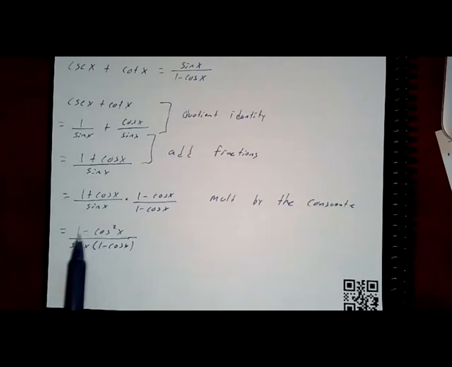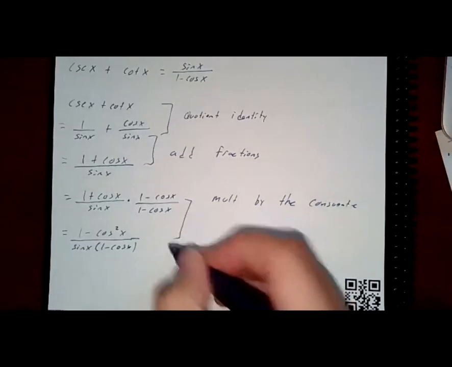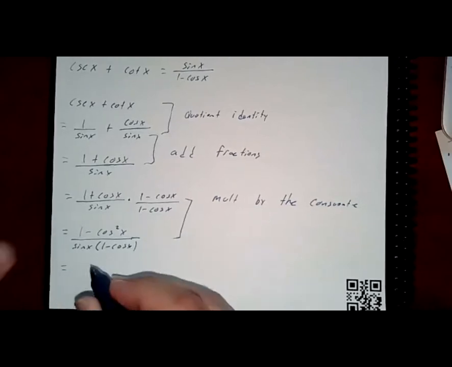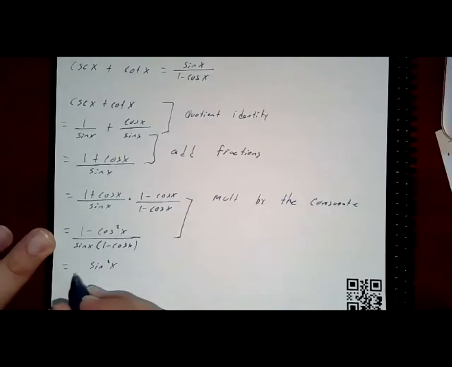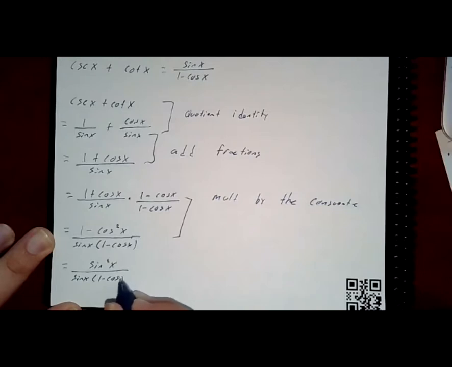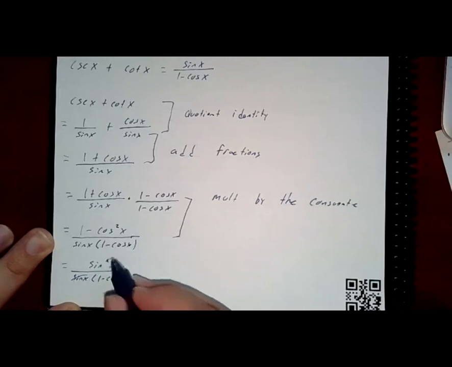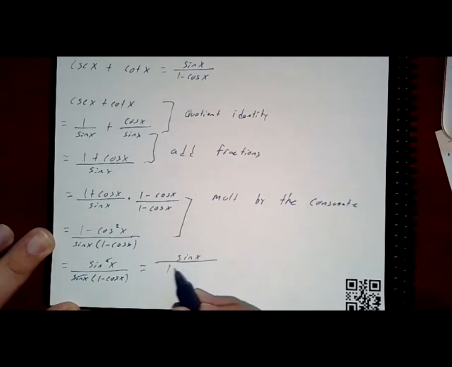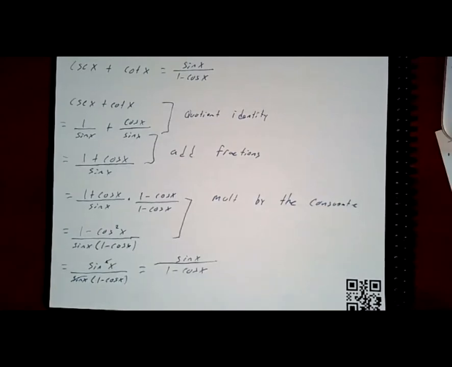So now, what is 1 minus cosine squared? Yeah, this is sine squared, right? So sine squared x over sine x times 1 minus cosine. So these sines will cancel, right? Leaving you with sine x over 1 minus cosine x. And that's what we wanted to show.